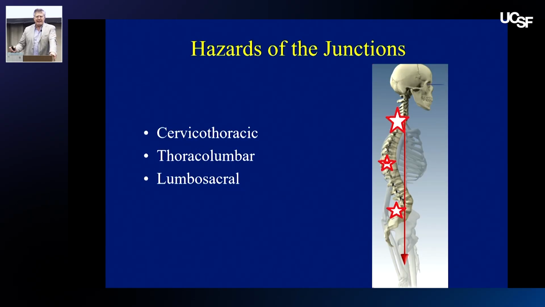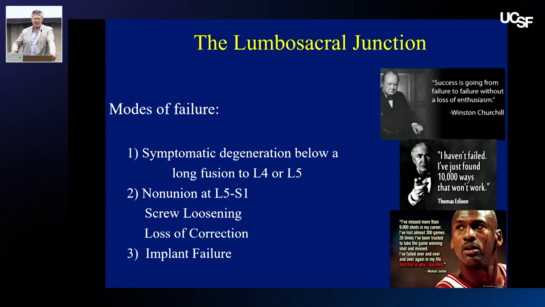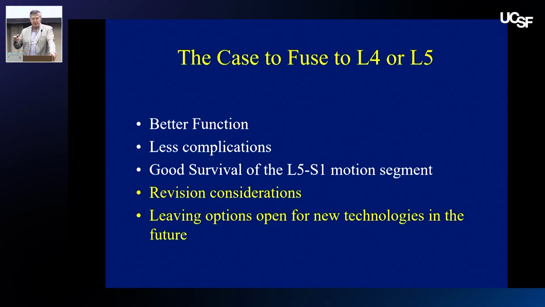So again, in terms of broad categories of deformity, the junctions are hazardous. Cervical thoracic, we heard about a little bit yesterday. Thoracolumbar, we heard about a lot in terms of PJK. And again, we're focused now on the lumbosacral hazards. And when we think about the modes of failure, in general, there could be symptomatic degeneration below a fusion that stops above the sacrum, nonunions or screw loosening at L5-S1, loss of correction, and then finally implant failure, which is a mode of failure that we see most commonly going to the pelvis.